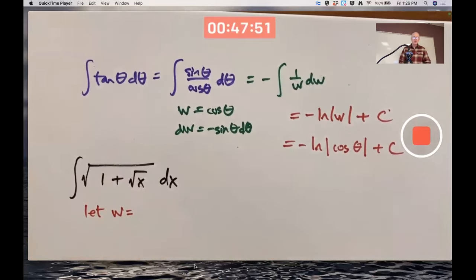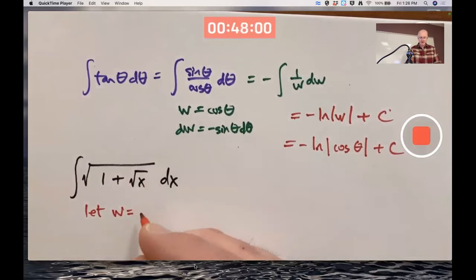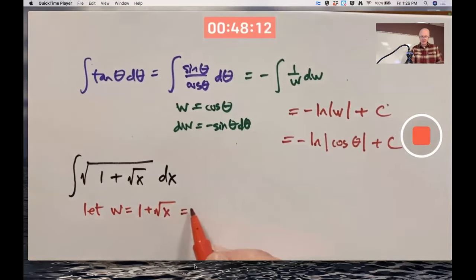And the only two possibilities you could try for W would be, well, maybe square root of x, or maybe 1 plus square root of x. I'm going to do 1 plus square root of x so that this entire thing simplifies more nicely to just square root of W. This is the same as 1 plus x to the 1/2 power.